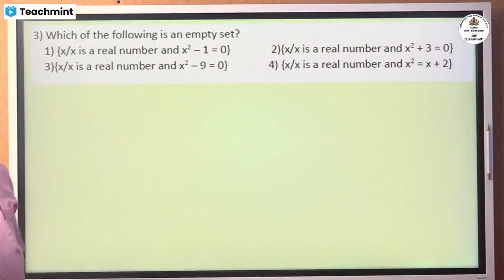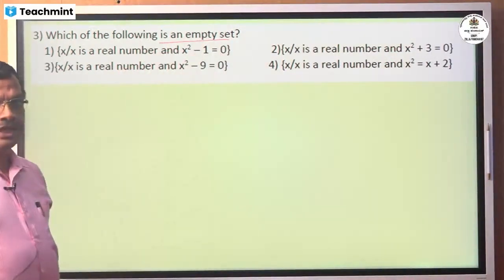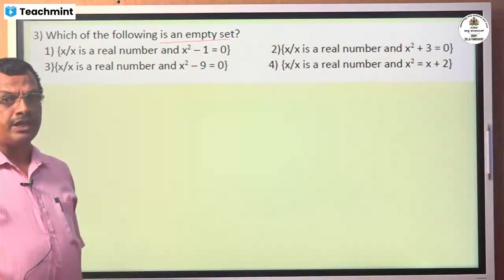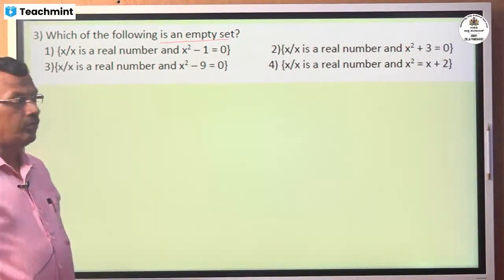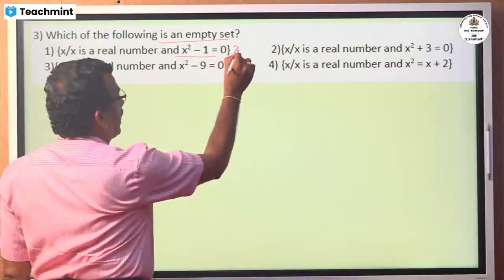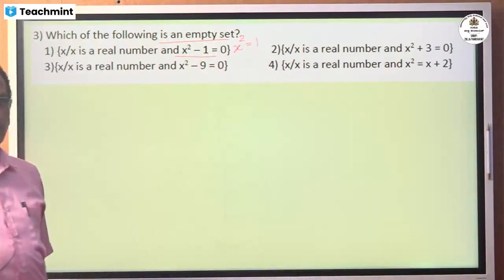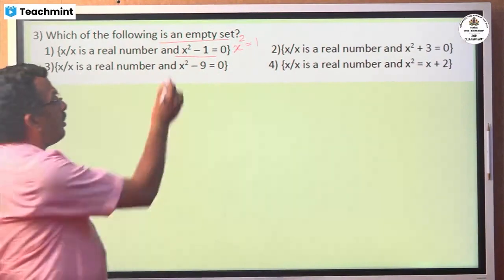Which of the following is an empty set? An empty set is a set which has no element in it. There should not be elements in it. As you know, it is a quadratic equation. When I solve this one, I will get x square equal to 1. x square equal to 1 has two factors. Therefore, it is not a null set.